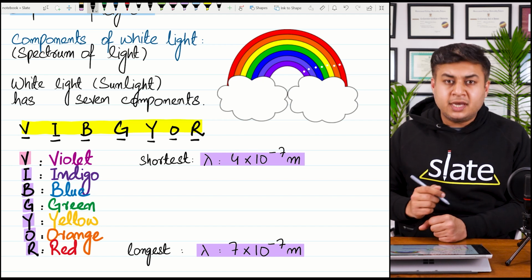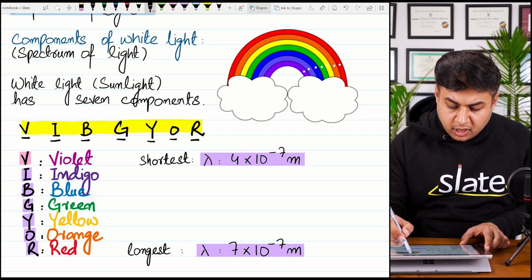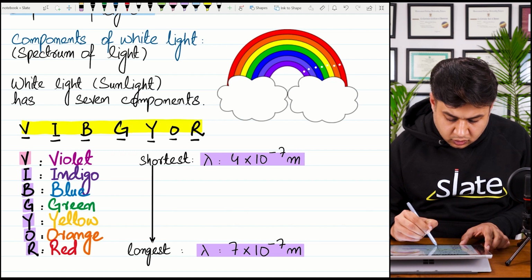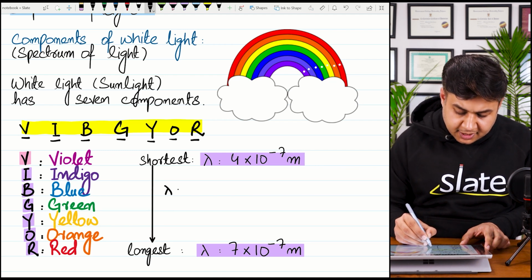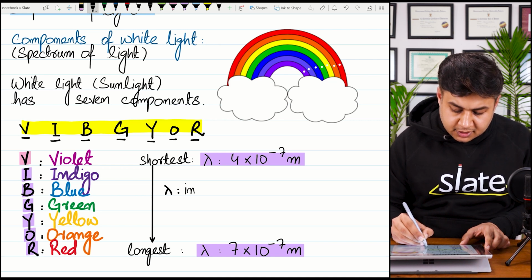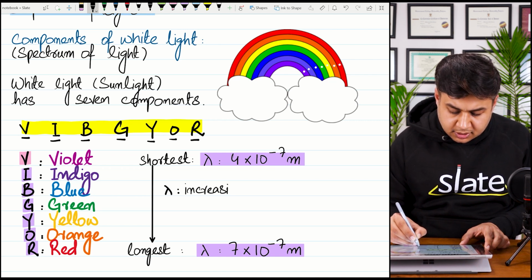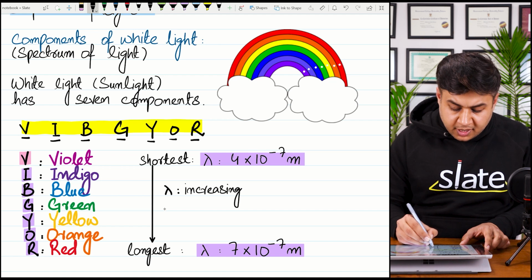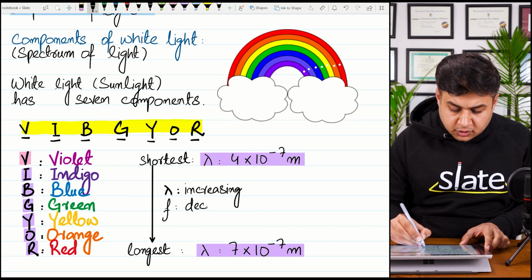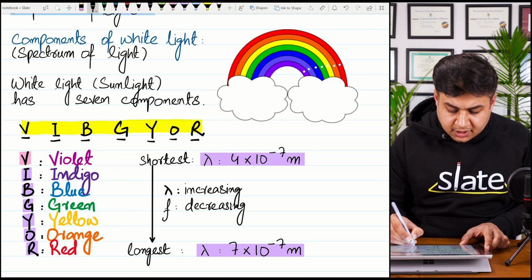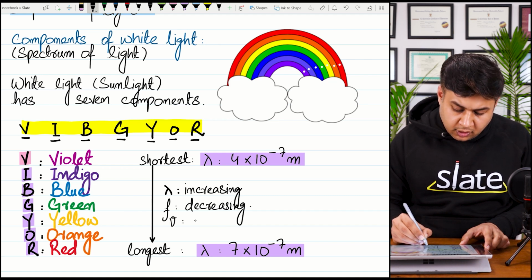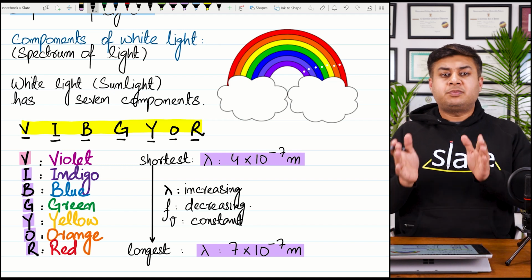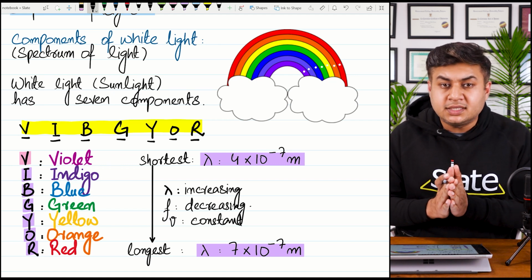Now, what is happening to the wavelength down the list? As you move from violet to red, wavelength moves from shortest to longest. So down the list, wavelength is increasing. And what is happening to frequency? It is very important that when wavelength increases, frequency decreases. So down the list, frequency is decreasing, whereas V, the velocity of the wave, is constant. Because until the medium changes, the velocity of waves does not change.